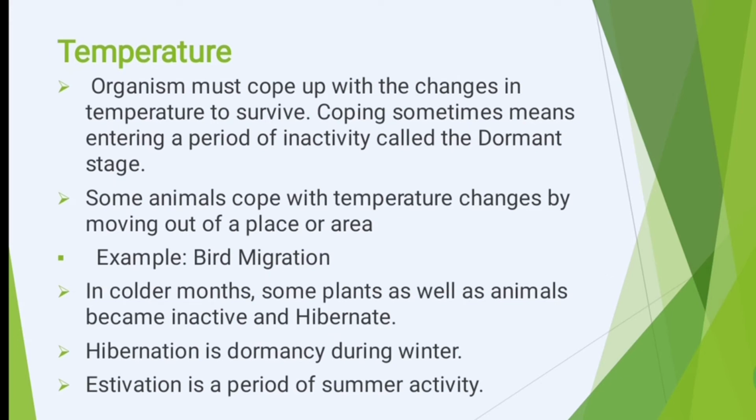Organisms must cope with the changes in temperature to survive. Coping sometimes means entering a period of inactivity called the dormant stage. Some animals cope with temperature changes by moving out of a place or area. Example, bird migration. In colder months, some plants as well as animals become inactive and hibernate. Hibernation is dormancy during winter. Estivation is a period of summer dormancy.